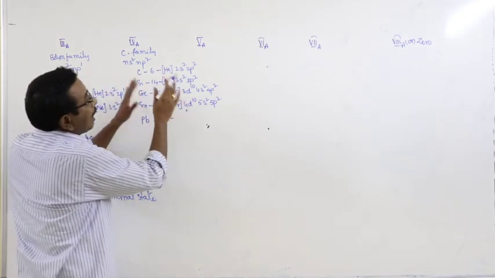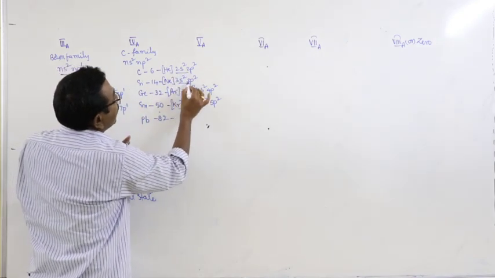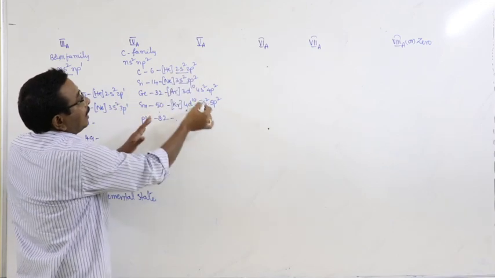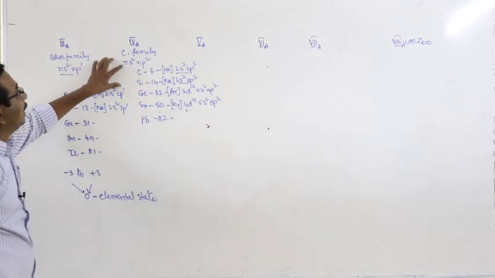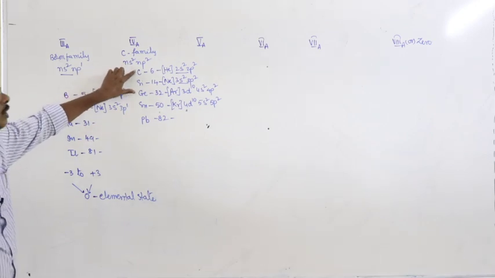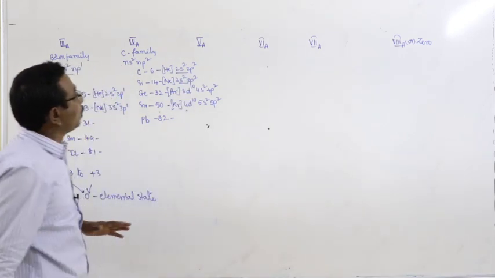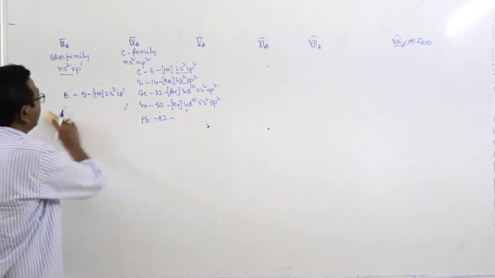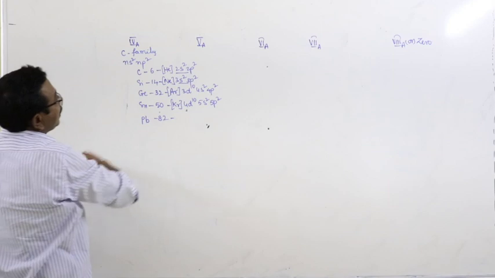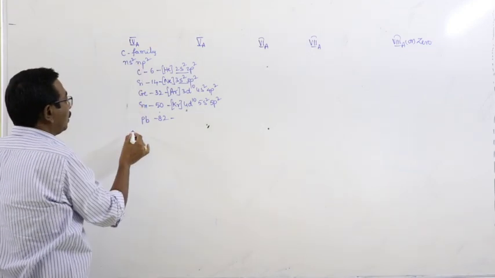By observing the outermost electronic configuration, it is clear that the general electronic configuration of 4A group elements is ns2 np2. And next one, 5A group elements. And we can mention some other important features also.